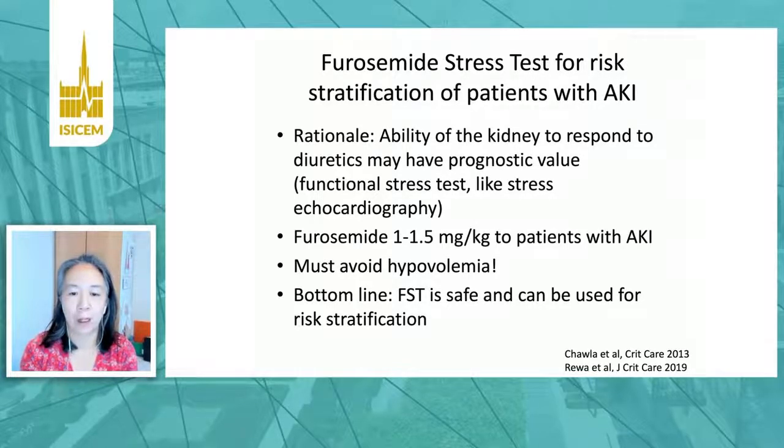Urine output is followed and can be used as a prognostic marker for whether or not these patients will have progression to dialysis-requiring acute kidney injury. An important point about the furosemide stress test is that you must avoid hypovolemia, and so patients can receive fluid back if they have very brisk urine output.